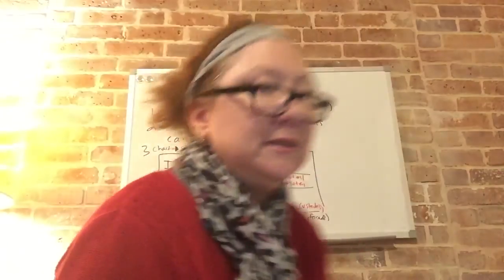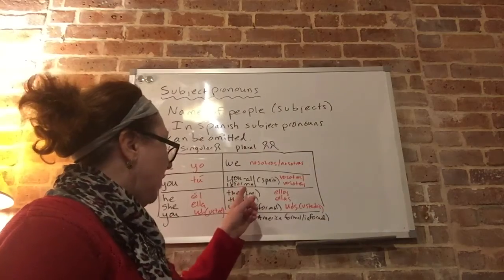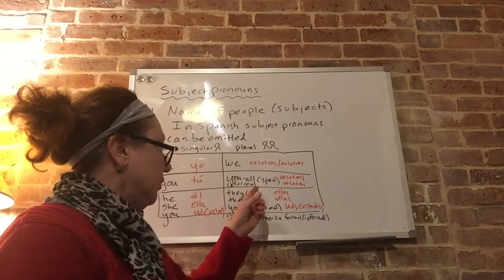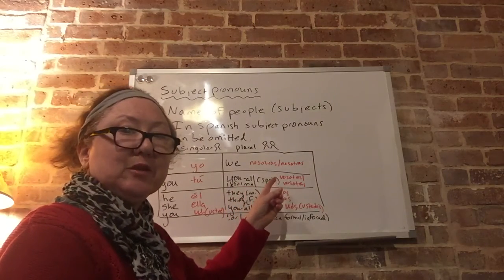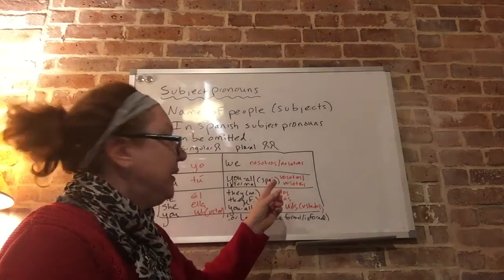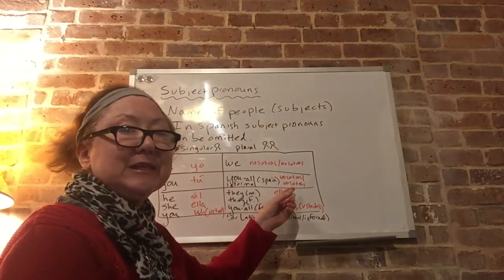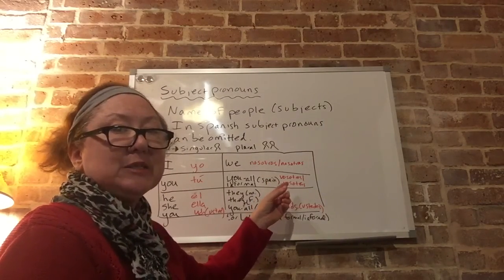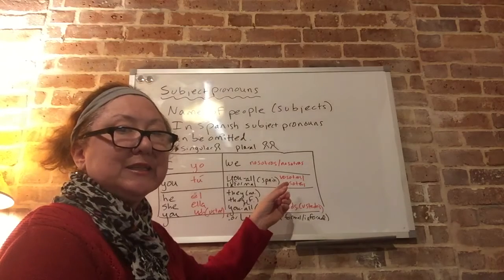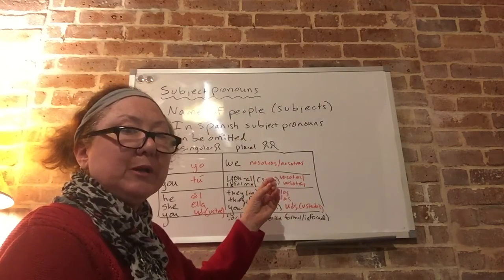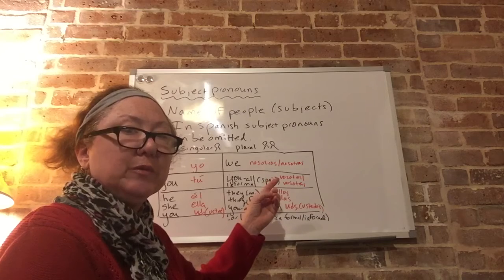Okay, you all in Spain for informal is vosotros if it's either a mixed group or all male, and vosotras if it's all female. It has to be all female to be vosotras. If you're talking about you all, you're addressing a group of women.